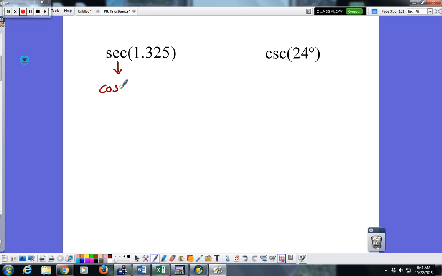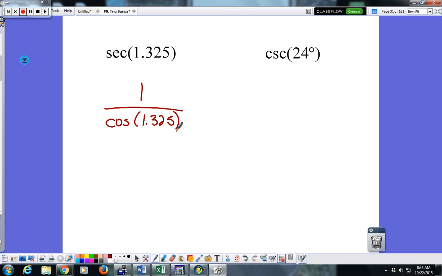Secant and cosine are reciprocals of each other. Cosine is adjacent over hypotenuse, and secant is hypotenuse over adjacent. So in order to find secant of 1.325, type in 1 over cosine of 1.325, which will probably also give you an error or a funny answer. Let me explain something.